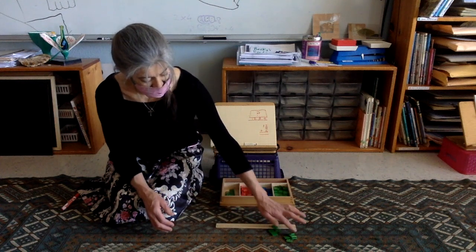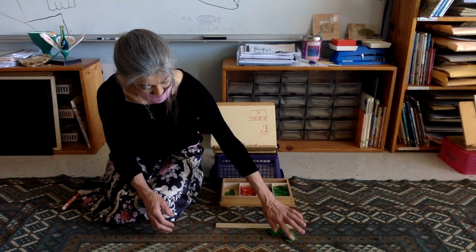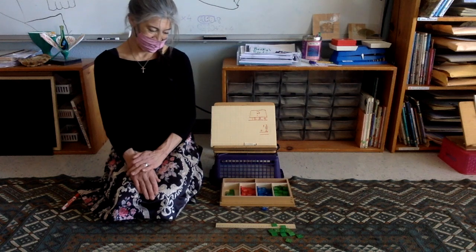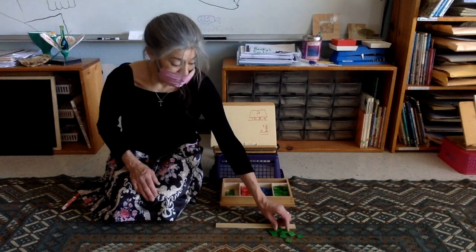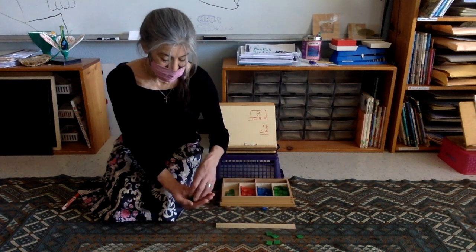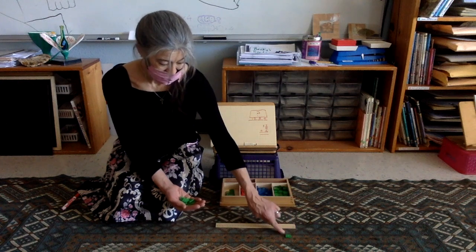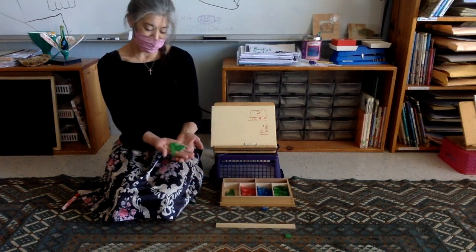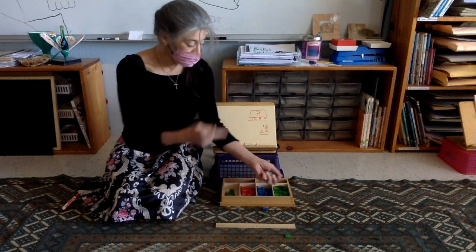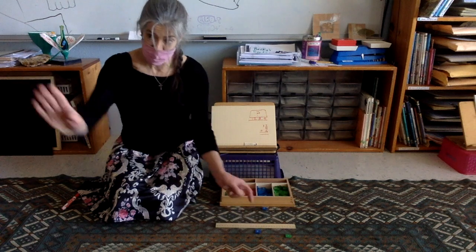I got 10. I got 11. It's 11. Now we have to take 10 away. So when we take 10 to the bank, how many should be left? 1. There it is. 10 into the bank. And then we have to exchange for a 10 and put it below the ruler.